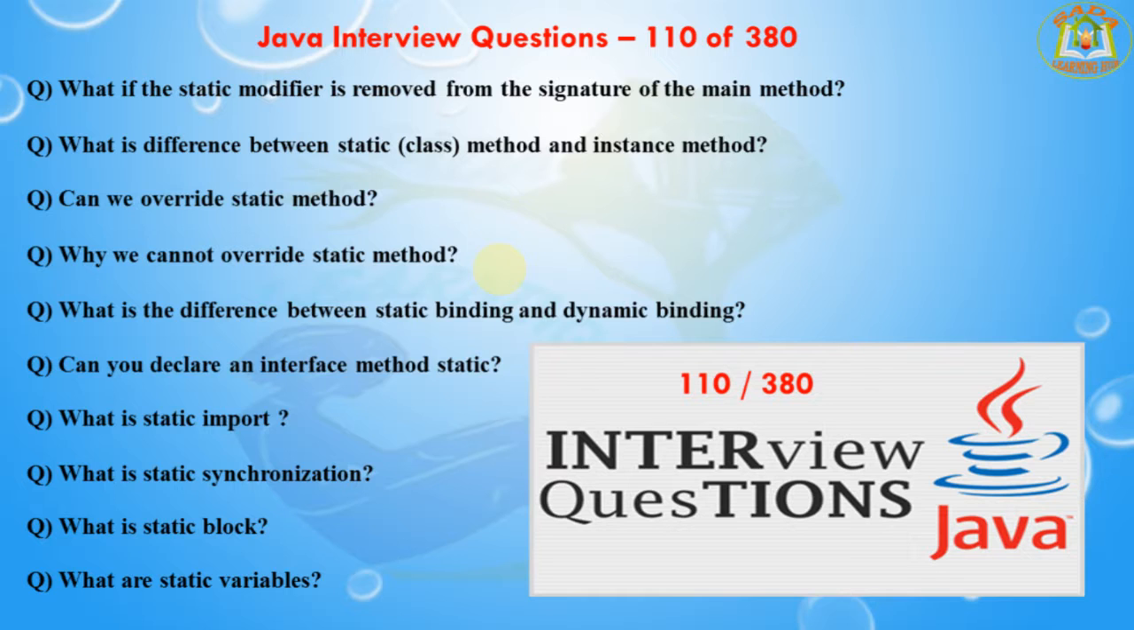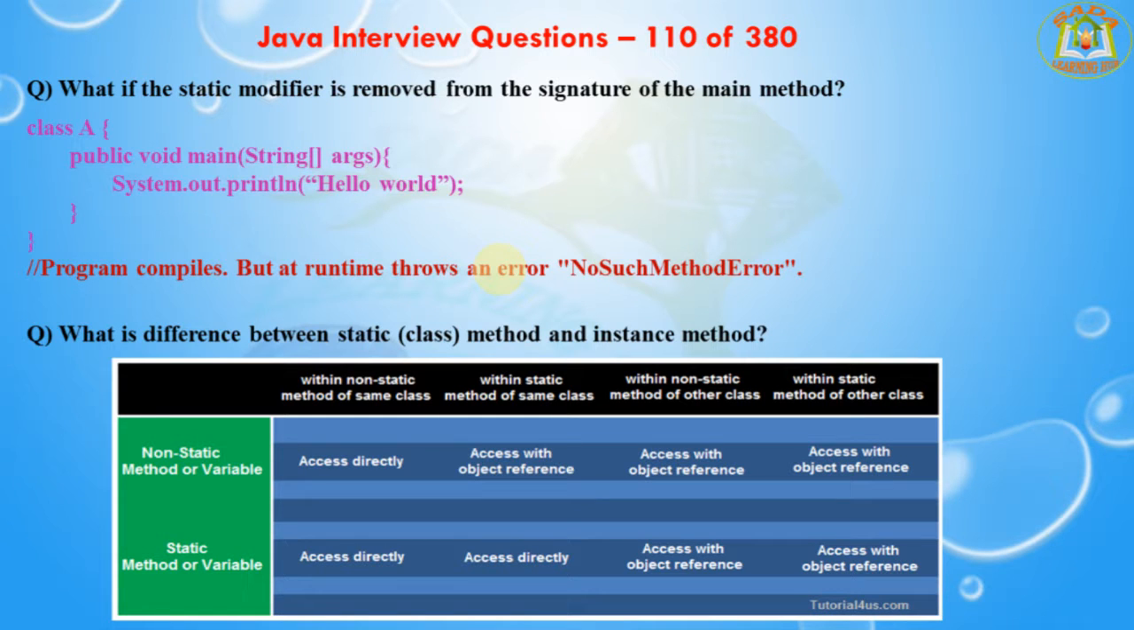Most important Java interview questions. The first question: what if the static modifier is removed from the signature of the main method? The program compiles but at runtime throws an error, NoSuchMethodError. Why? Because if the public static void main is not available, the JVM will throw a runtime exception, NoSuchMethodError. It compiles successfully.